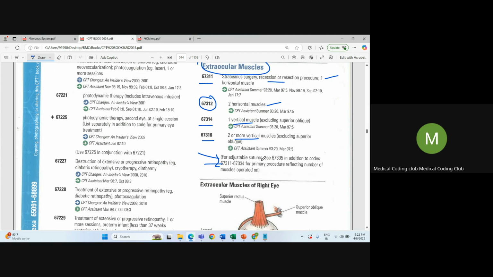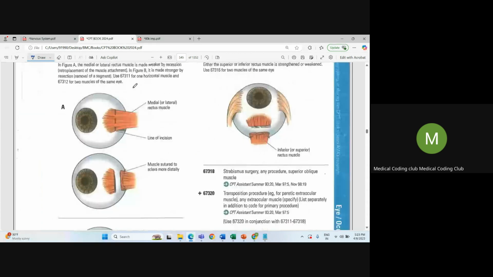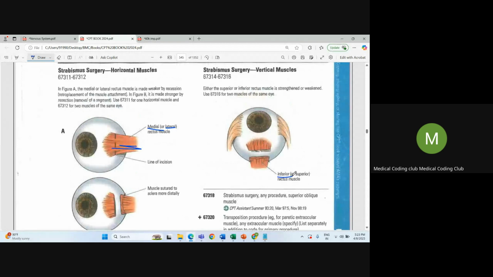I mean, there are multiple additional procedures that can be used along with the strabismus surgery. So we have checked, okay, or lateral, and vertical is inferior or superior rectus muscle. We will consider it as a vertical muscle. Okay, both procedures are related to the eye. Strabismus surgery means correcting the misalignment of the eye.